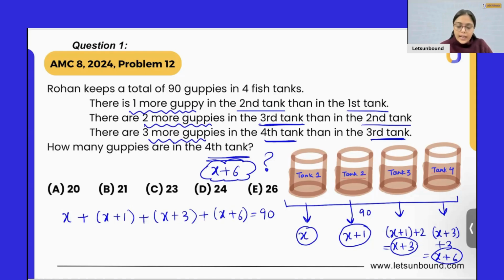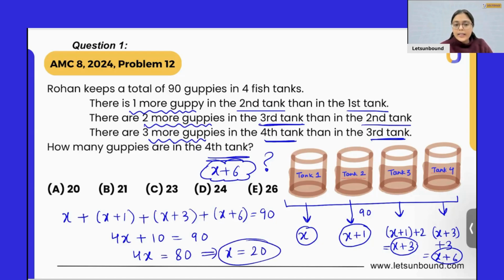Now let's do the simple calculation. So we get 4x, we collected the like terms, and then when we add the constants, we have 10, which is equal to 90. If you solve, you get 4x equals 90 minus 10, which is 80. And from here, we get x as 80 over 4, which is 20. So if x is 20, how much will be in the fourth tank? Therefore, x plus 6 is going to be 26. So that means in tank 4, we have 26 guppies, right?